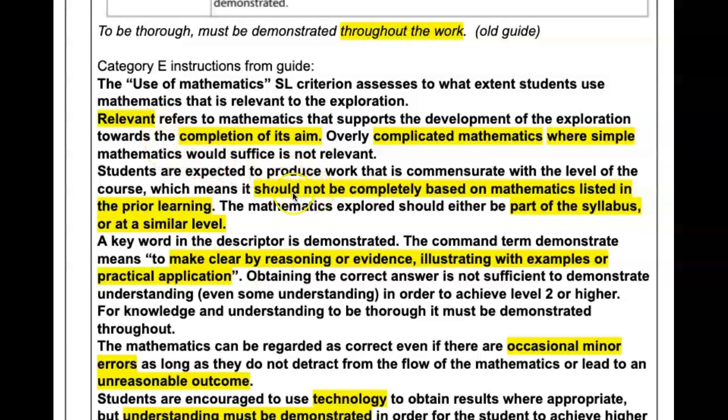Prior learning is the page of the formula sheet with formulas that you should have known from before 11th grade. You shouldn't be just using those formulas. That's a bad sign. You should be doing things that you learned during the course or something equally difficult.